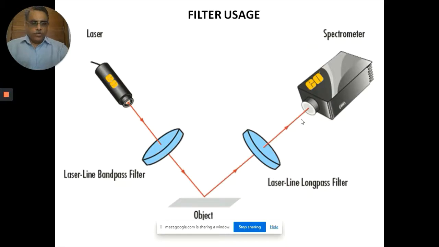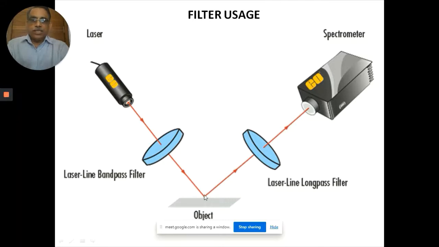Before going into that, we can also use these filters, for example, band pass filters. Let us say I'm setting up a fluorimeter or a Raman spectrometer. If I want to take a laser line to the sample, I don't want anything longer than the laser line entering into it. So I can have a laser line band pass filter. It will allow only the laser line.